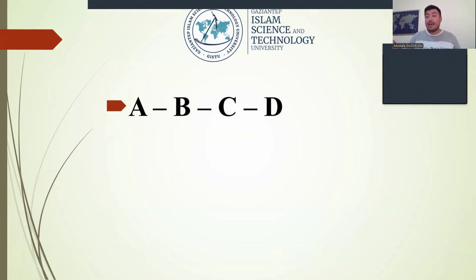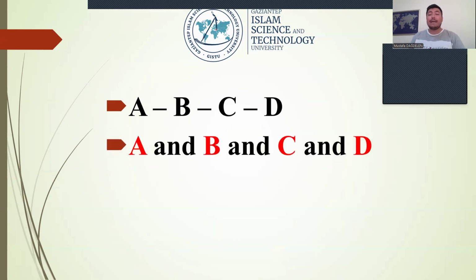What's the sentence? A, B, C, D. I put stress on the letters. But what if I add a word between them? Let's put "and" between those letters. A and B and C and D. You see, again, the important words are A, B, C, D, and that's why they're red.